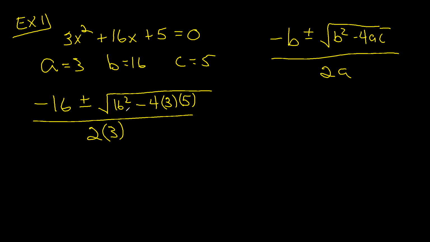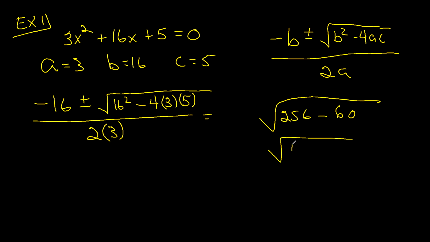So I'm going to start with this under the radical sign. It's going to be the square root of 16 squared, which is 256, and then I'm going to subtract this. What is this? 4 times 3 is 12, times 5 is 60. And 256 minus 60 is 196, so it's the square root of 196, which equals 14. Kind of get that out of the way. That's the biggest obstacle there.